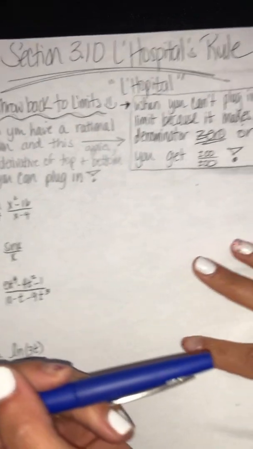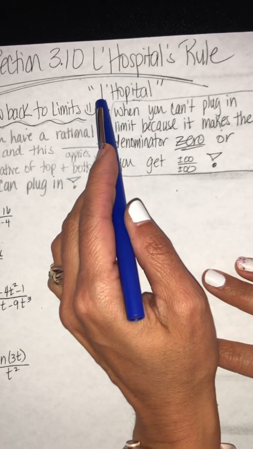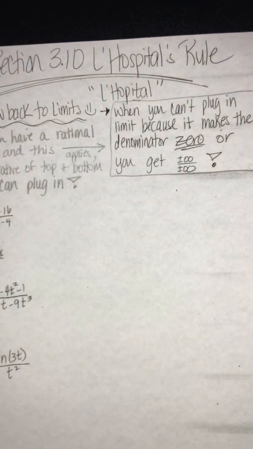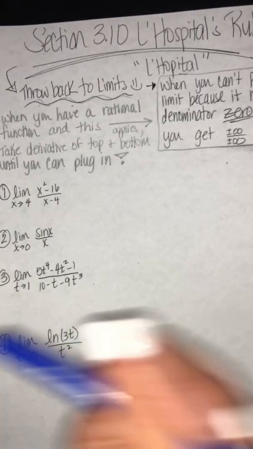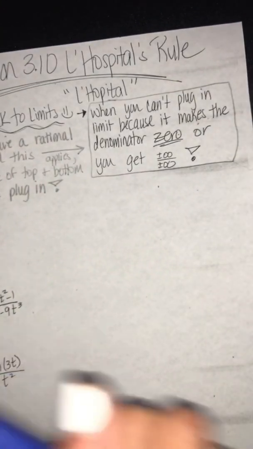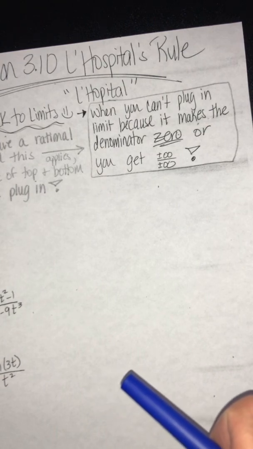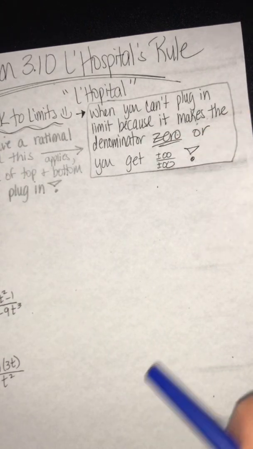We are on L'Hôpital's rule. So it's pronounced El Hôpital. I believe it's French. Okay. It's a throwback to limits, pretty much. So basically, when you can't plug in a limit because it makes the denominator 0, or you get plus or minus infinity over plus or minus infinity, because we can't do that.